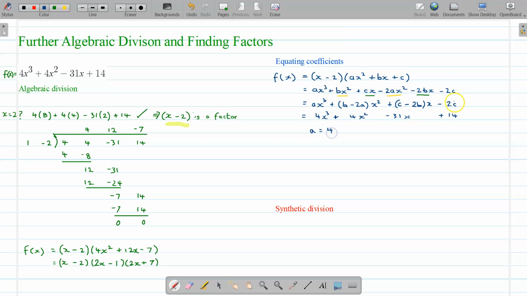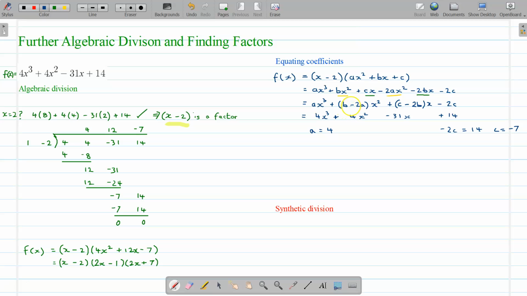And the minus 2c is equal to 14, right? So from this part here, I can say that minus 2c equals plus 14. So therefore, c must equal 14 over minus 2, which is minus 7. So I've established what a is, and I've established what c is. And now I've got to find what b is.